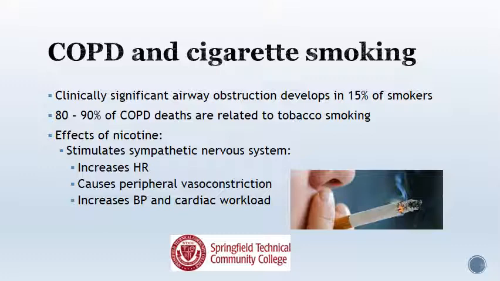It causes peripheral vasoconstriction. It clamps those veins down and makes it difficult for the oxygenated blood to get to the periphery of your body. And it increases your blood pressure as well as the workload of the heart. So nicotine, super powerful drug.